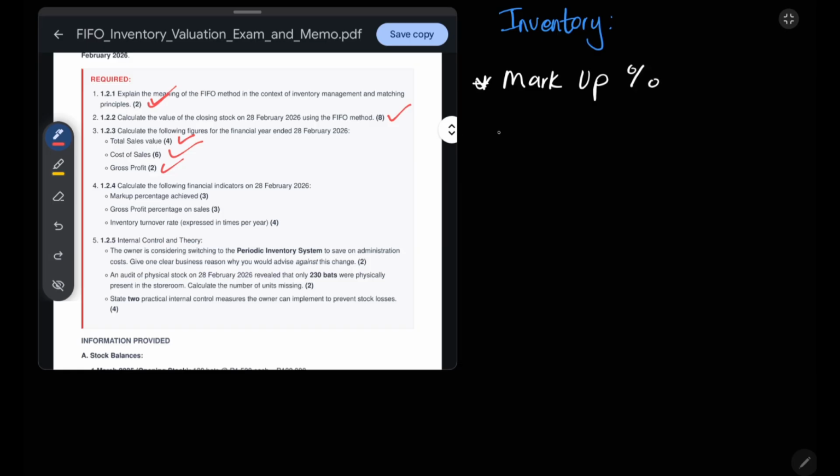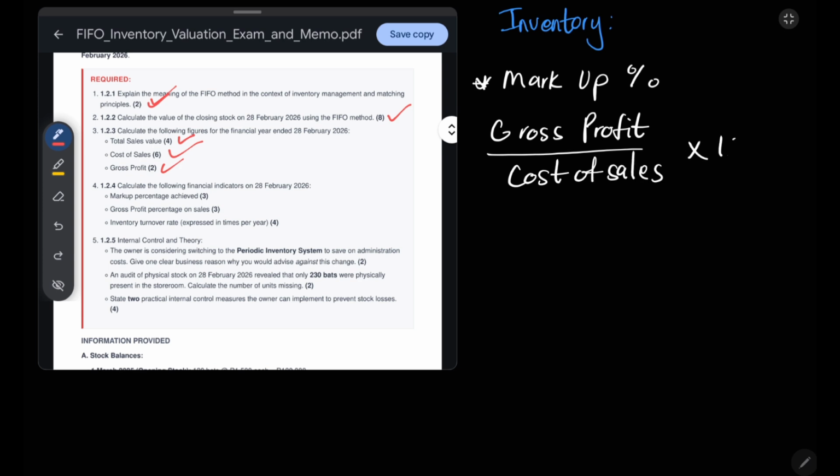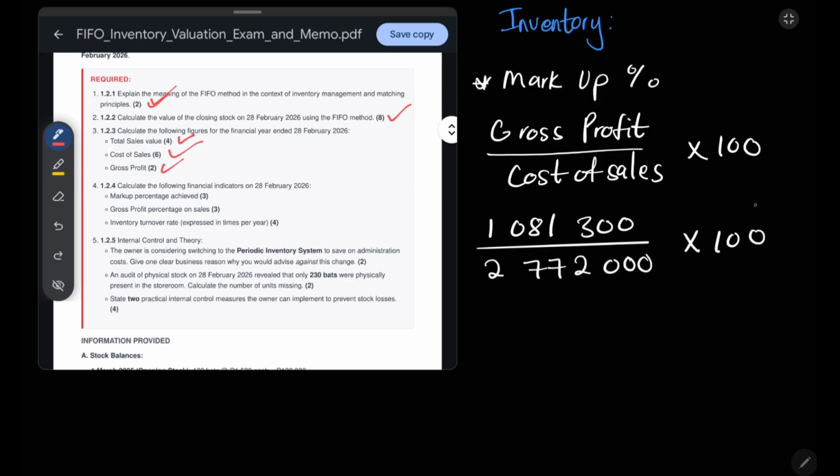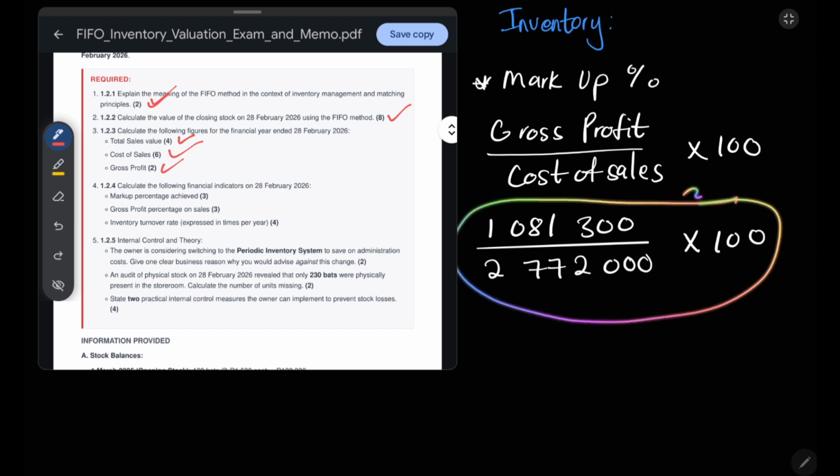So remember that your markup percentage is gross profit over cost of sales times 100. You've calculated your gross profit, you also calculated the cost of sales. So when you have this information, it's very easy. You just have to remember the formula and substitute. What is a gross profit? A gross profit is 1,081,300 over your cost of sales, which is 2,772,000, times 100. Now punch all of this in your calculator.